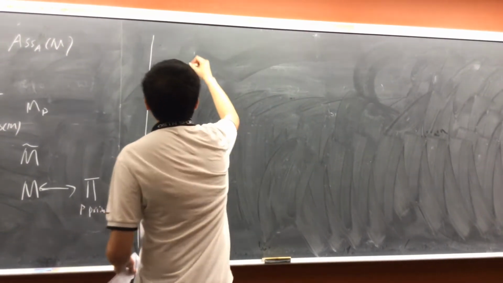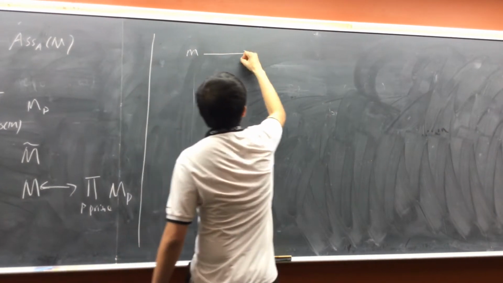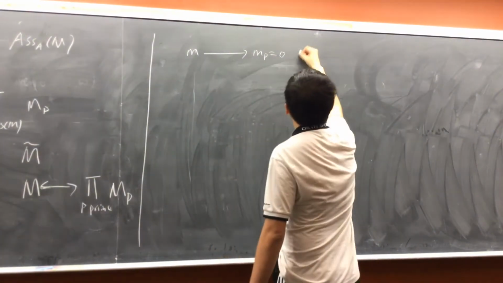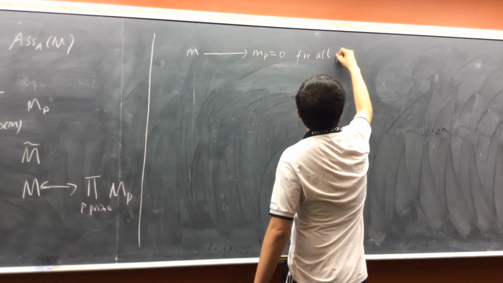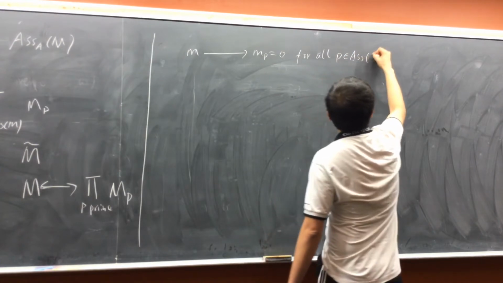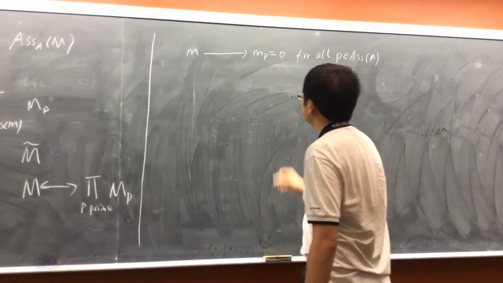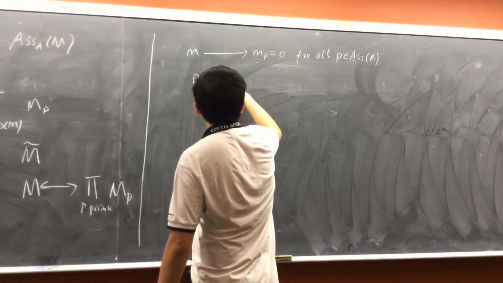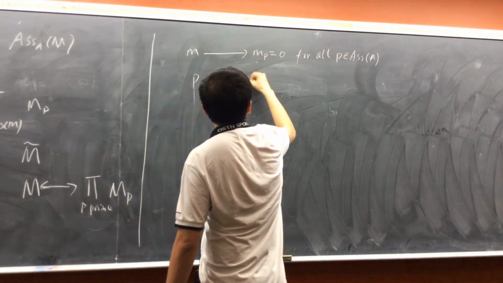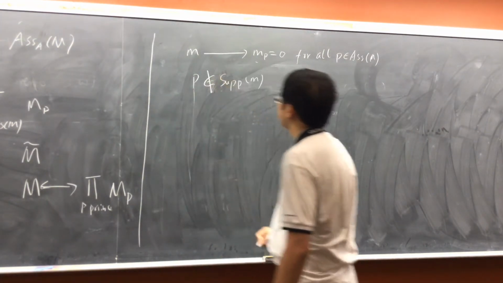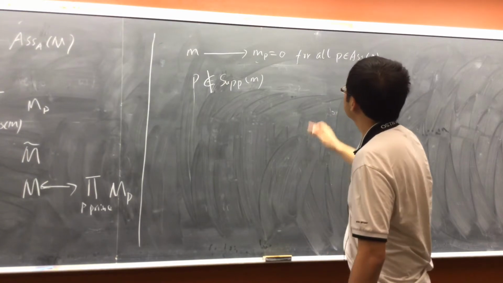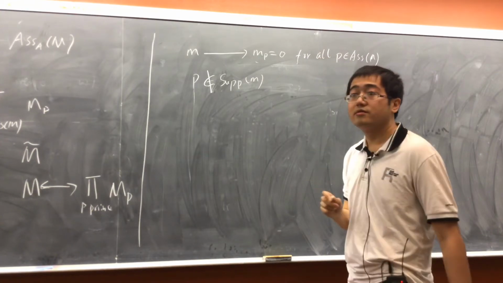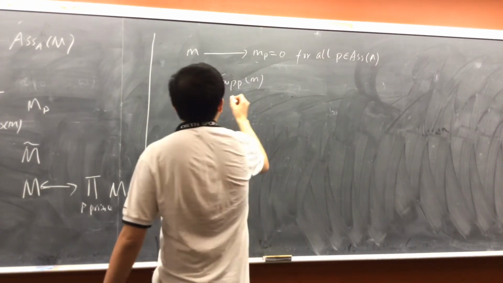So the proof of this is easy. If M maps to 0, so if M_P is 0 for all P, what does M_P equal to 0 mean? That means P is not in the support of M. So if all M_P are 0, that means the support of M contains no associated point. But that would mean the support of M is just empty.